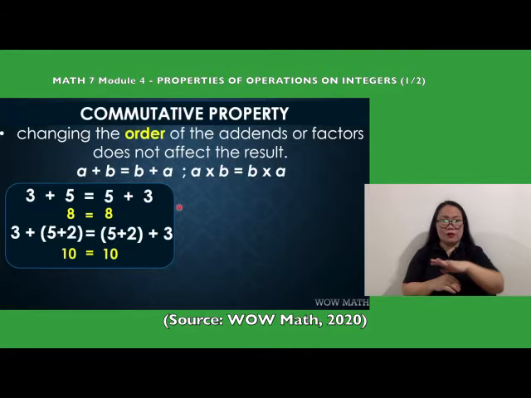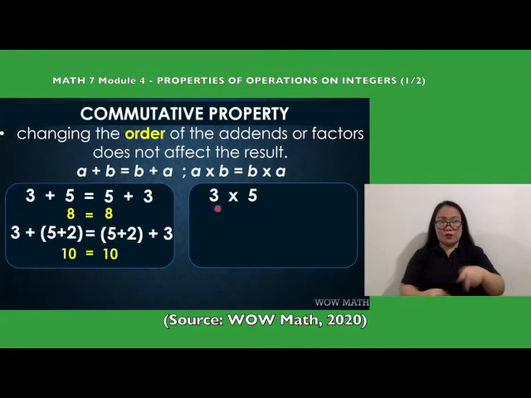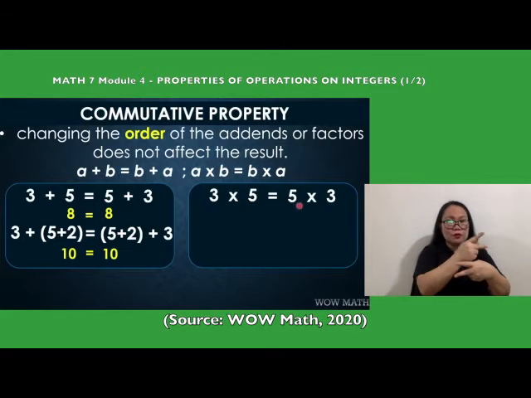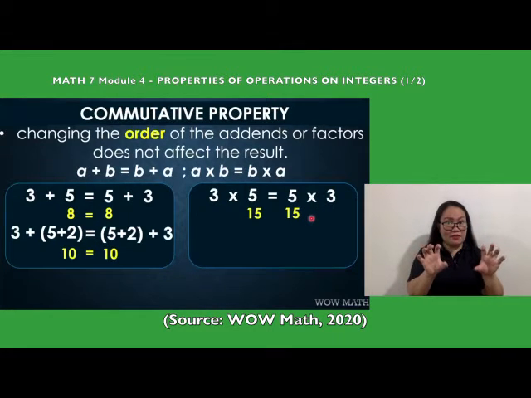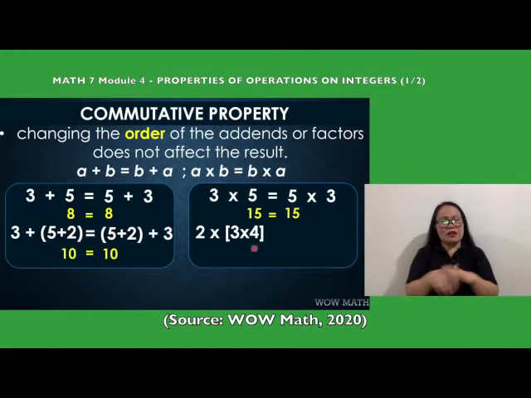Let's have multiplication. So I have here 3 times 5. Baliktarin natin. 5 times 3. So let's see. 3 times 5 is equal to 15. 5 times 3 is equal to 15. Are they equal? Are they the same? Yes. Okay.